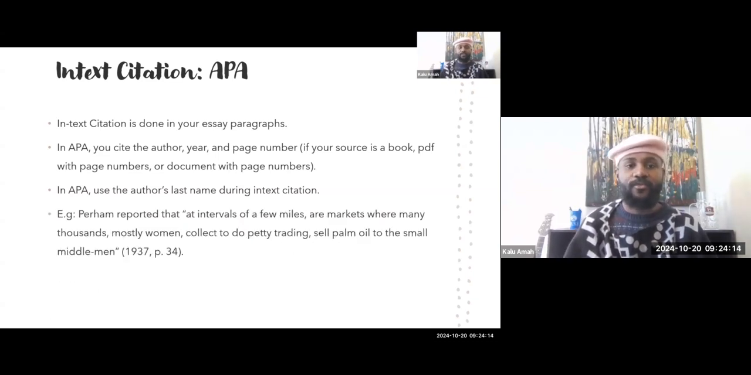So let's look at this example. Perham reported that at intervals of a few miles are markets where many thousands, mostly women, collect to do petty trading, sell palm oil to the small middlemen. You saw that I used Perham. Perham here is the last name of Margaret Perham. Margaret Perham wrote a work on the colonial administration in Nigeria, capturing the Aba women riots and women in Southeast Nigerian trade. The work was written in 1937.